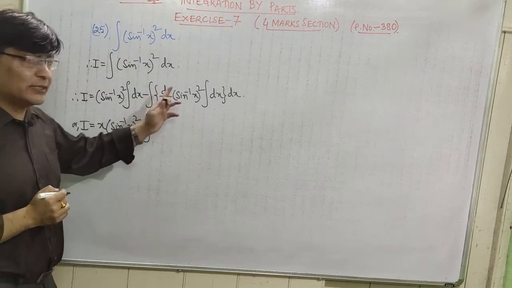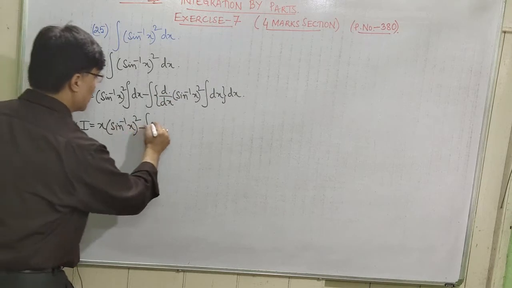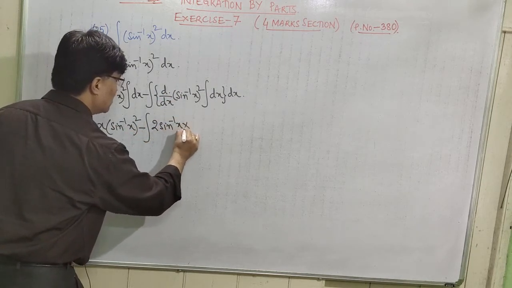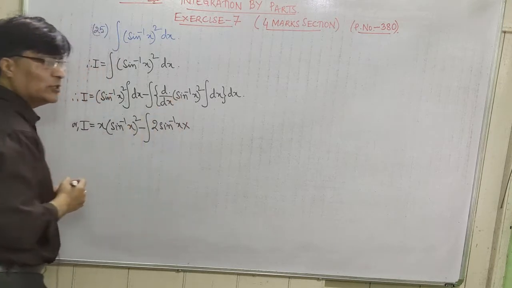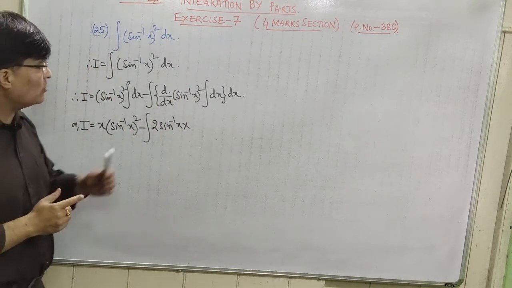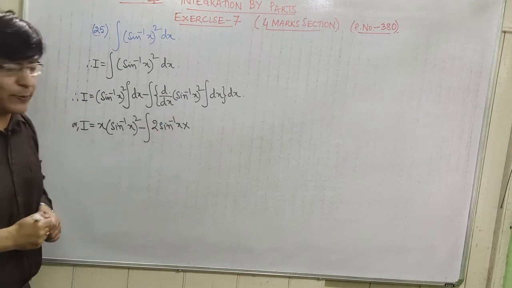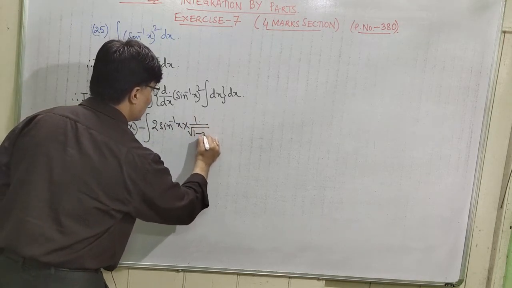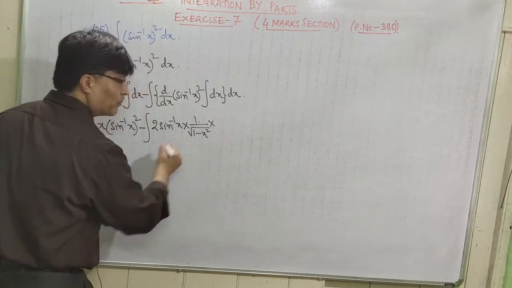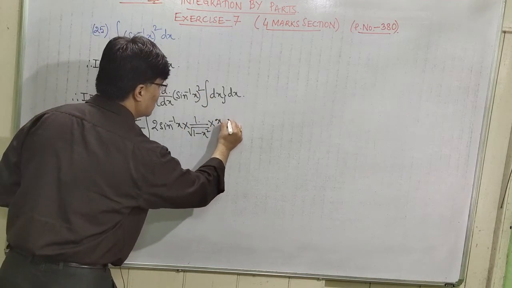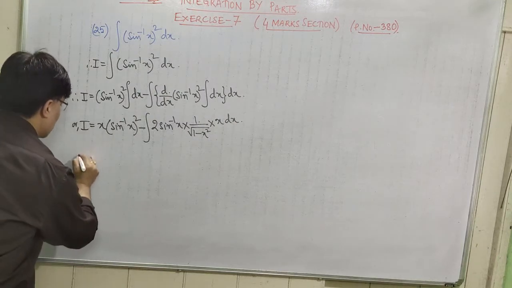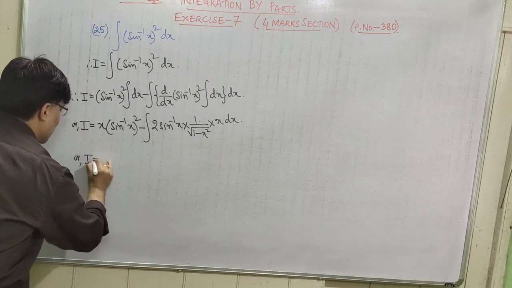It is just like your x square. What is the differentiation of x square? 2x. So it is 2 sine inverse x into, again differentiate the term which is assumed as x. That is, you have to differentiate sine inverse x with respect to x. So which is 1 upon root over 1 minus x square into, what is integral 1 dx? That is your x dx. Understood now? So let us write it once again.